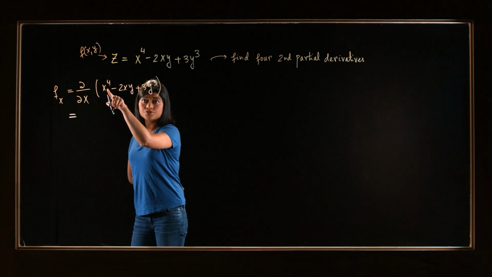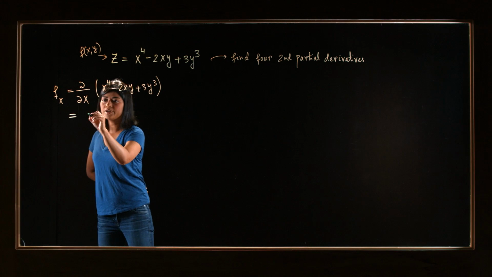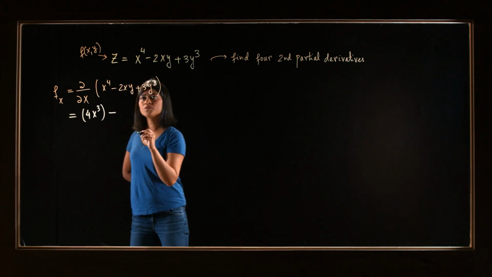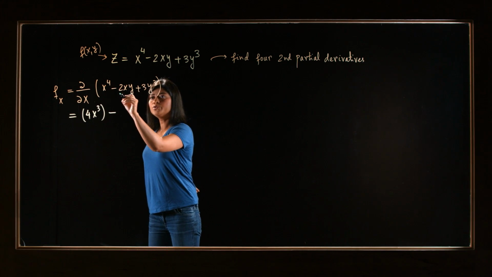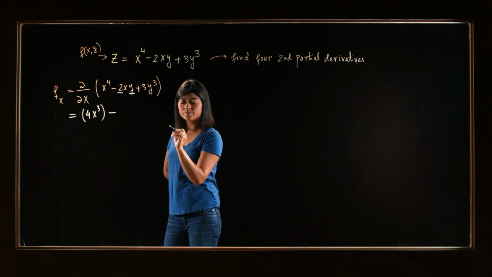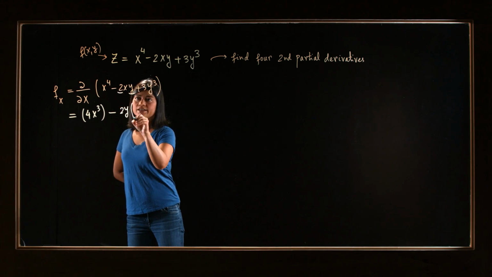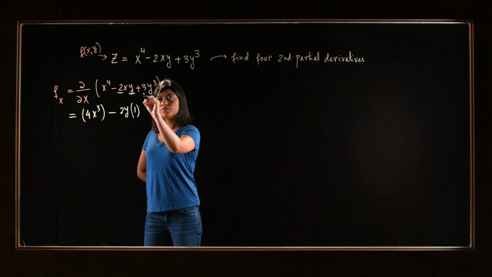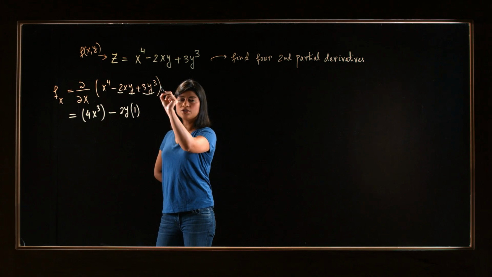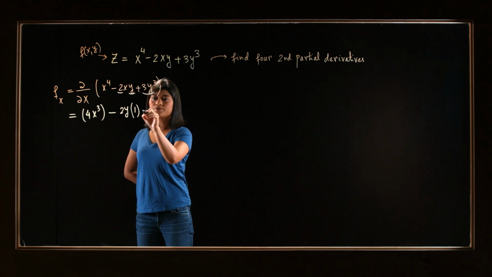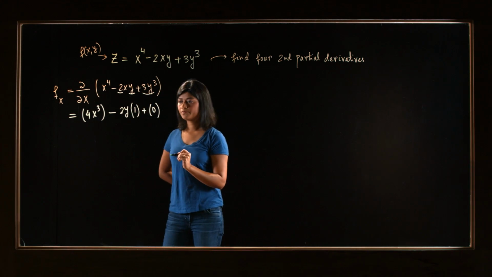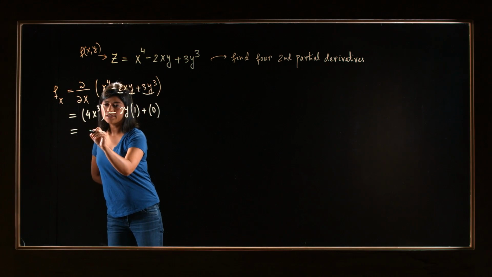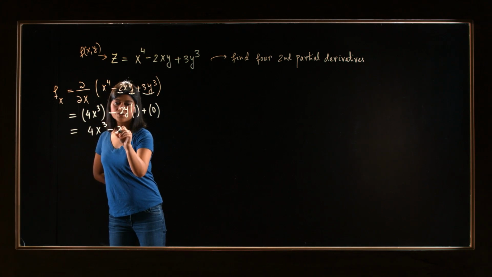So the first term is x to the 4th, and this is with respect to x, so we have a derivative 4x cubed. Now for the second term, we have 2xy. So 2 is a constant and y is also a constant, remember. So you pull out 2y and take the derivative of x, which is just 1. For the last term, there is no x, so the entire term 3y cubed is a constant, and the derivative of a constant is 0. So the first partial derivative with respect to x is 4x cubed minus 2y.